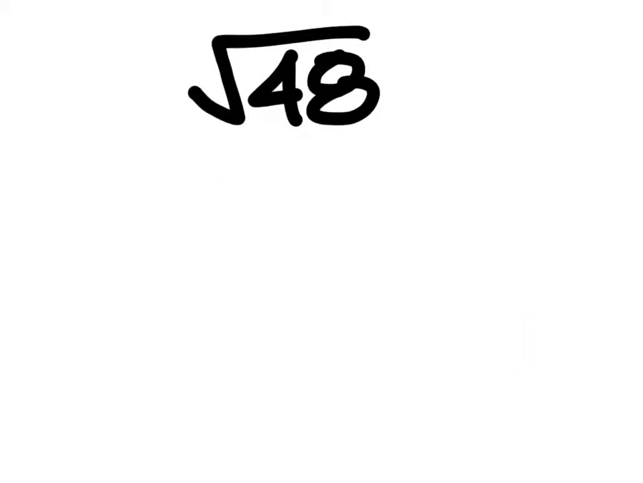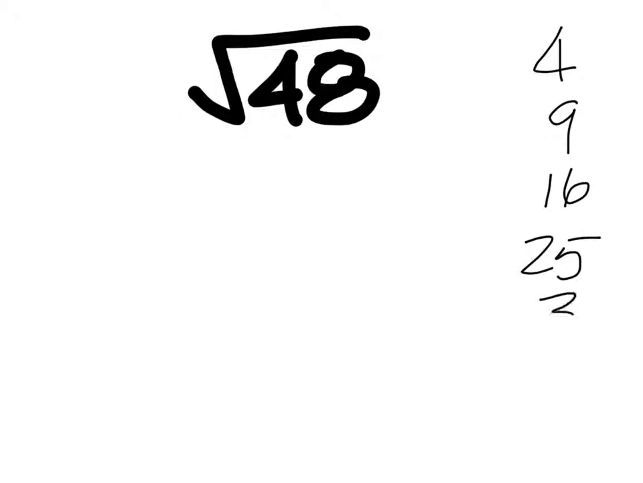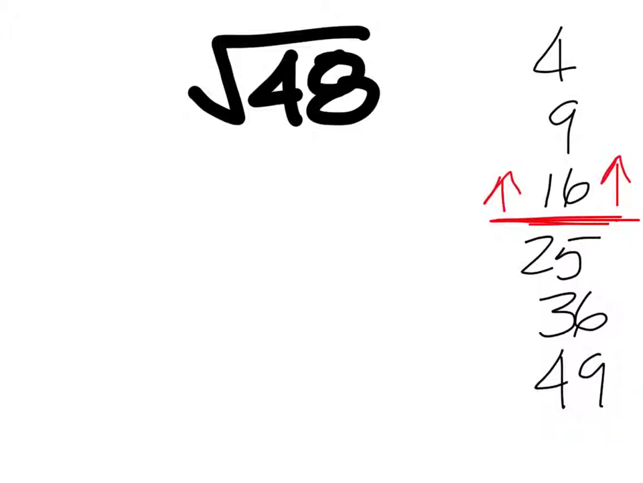Here's your list of perfect squares: 4, 9, 16, 25, 36, 49. Half of 48 is what? 24, and it falls in between 16 and 25. So you can only use this stuff if it's possible. Will 16 go into 48? Yes, it will. 16 will go into 48. So there's your highest perfect square.